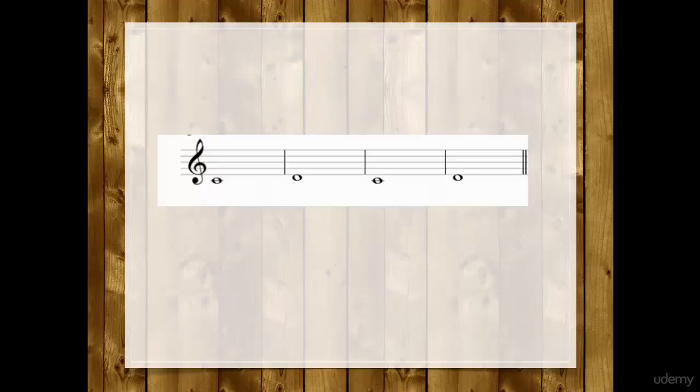For example, I have right here 4 notes: C, D, C, D. If I play, I must play the C note and hold it 4 beats. For example, if my speed is 1, 2, 3, 4, 1, 2, 3, 4, and then I'll stop playing. I'm going to play all these 4 notes holding 4 beats each, counting 1, 2, 3, 4, four times.